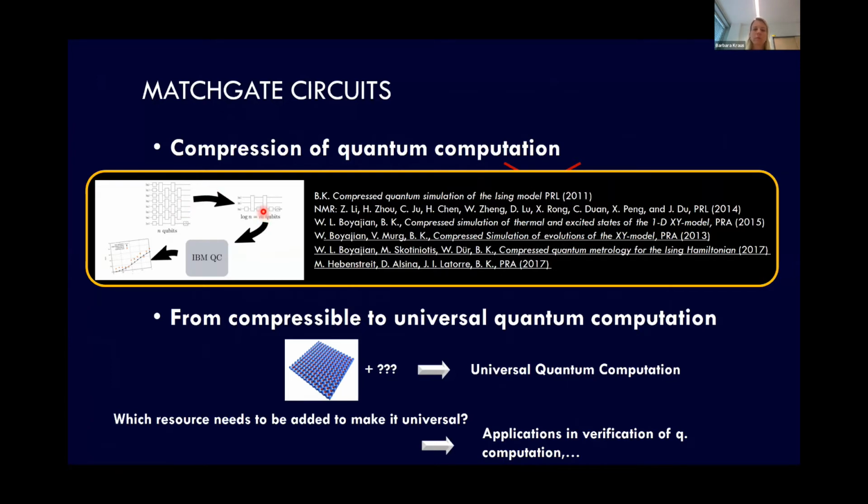Okay, so this gives the impression that they are not very powerful, right? On the one hand, they are classically efficiently simulatable. On the other hand, you can even compress it. So it seems that, okay, you cannot do much with these matchgates.